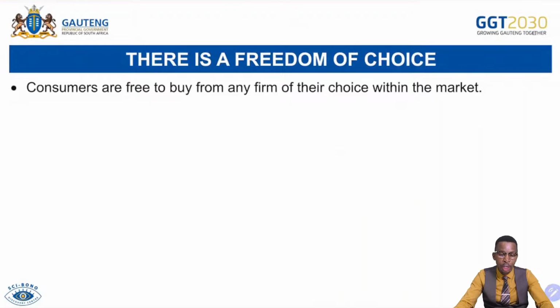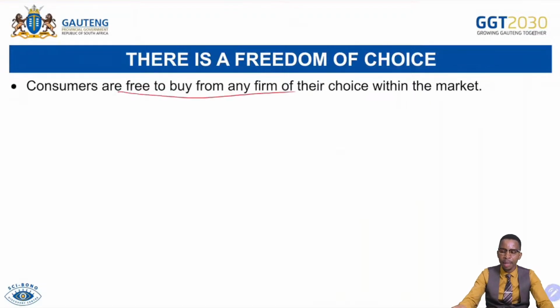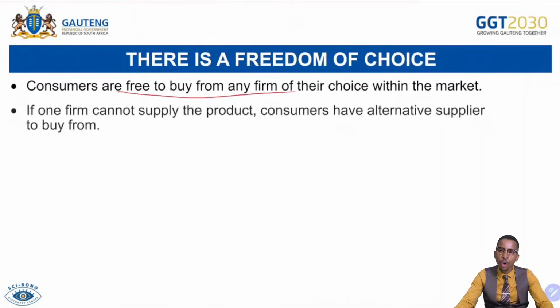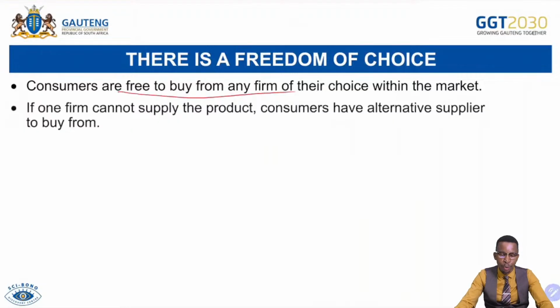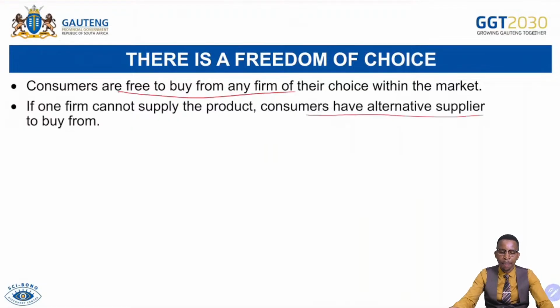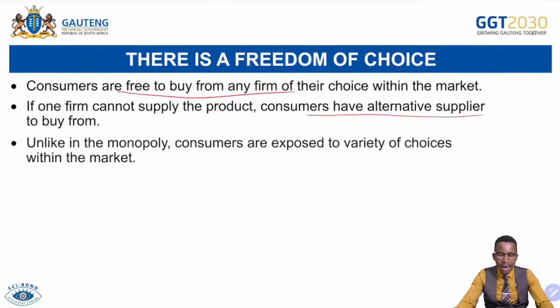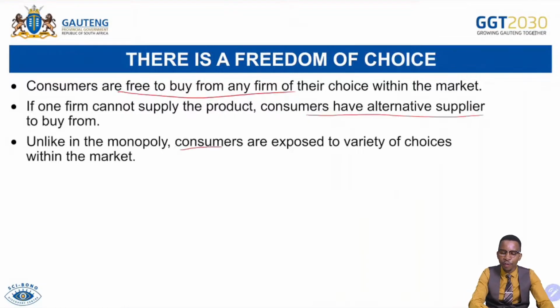There is high competition, so consumers are free to buy from any supplier of their choice within the market. They are not compelled to buy from one supplier like in the monopoly. If one firm cannot supply the product, consumers have an alternative supplier to buy the same product from. Unlike in the monopoly, consumers are exposed to a variety of choices within the market. So in the perfect market, there's a high level of exposure to different goods and services and to different suppliers, unlike in the monopoly where there's only one supply of the product without any alternative product being available.